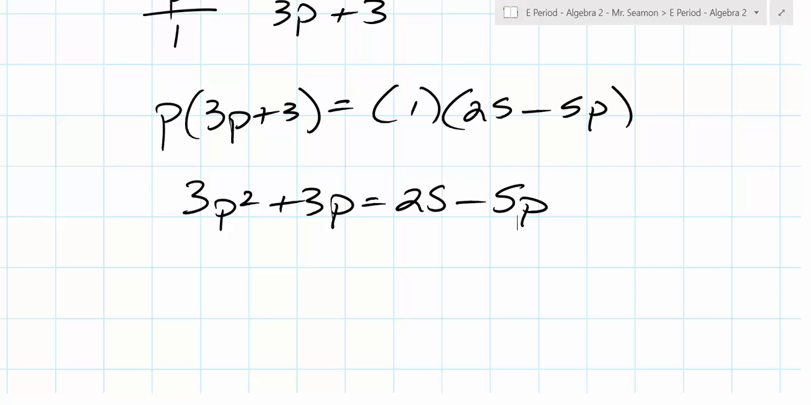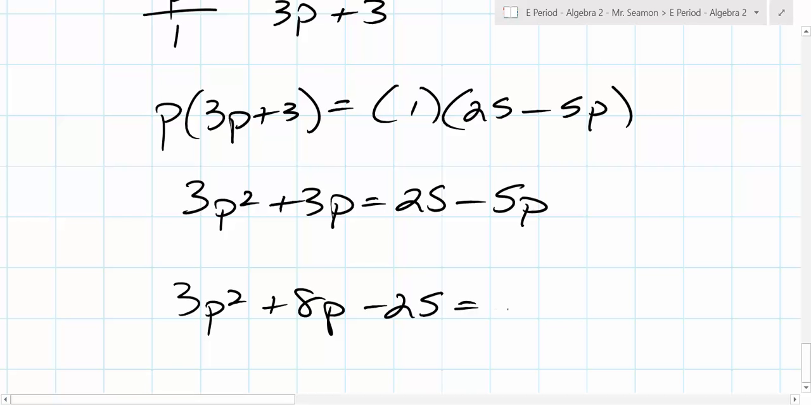Is that in standard form? No, it is not. So 3p squared, what? Plus 8p minus 25 is equal to? Is that right? What do you think? Looks like it. Now, at this point, what should you try or think maybe is possible? Test it. Does it say to use the quadratic, though? Yeah, it still does. So let's just use it.